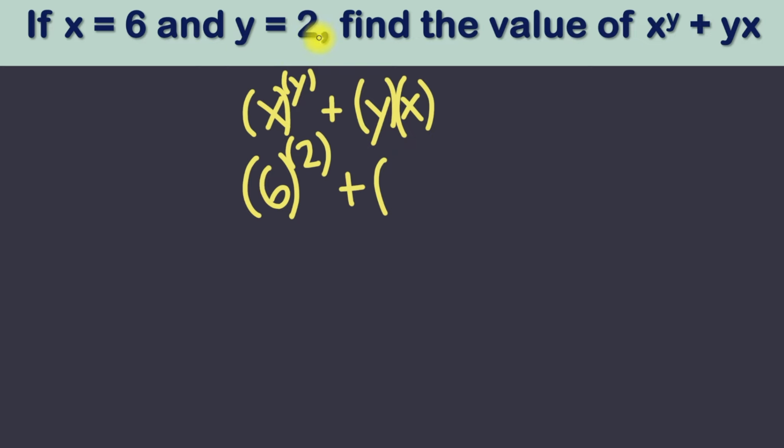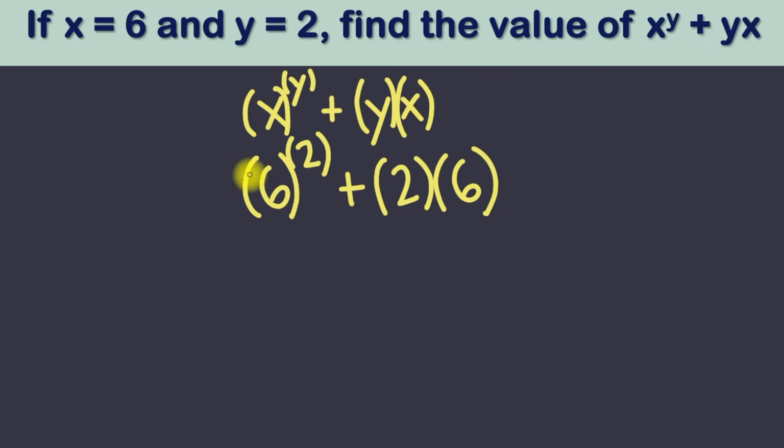We'll put our plus sign, we'll put parentheses. Remember that y equals 2, so we'll put 2 here, close those parentheses, open these parentheses, and now we have x, and x equals 6. So I'll plug in 6 here, close parentheses, and we're all done.